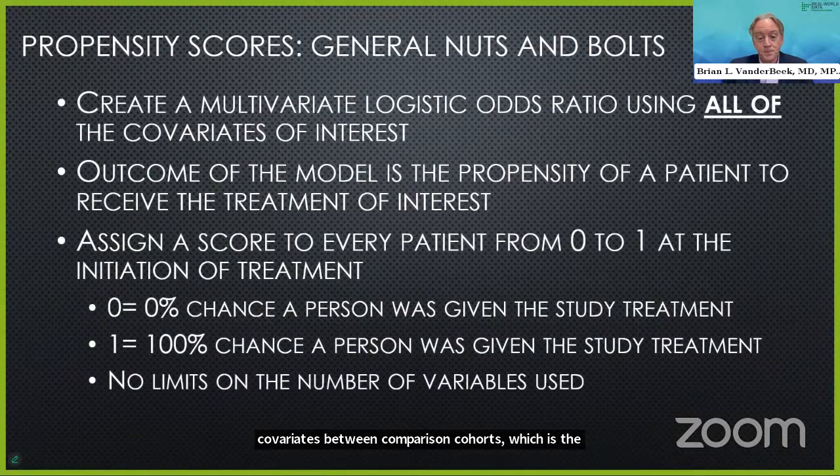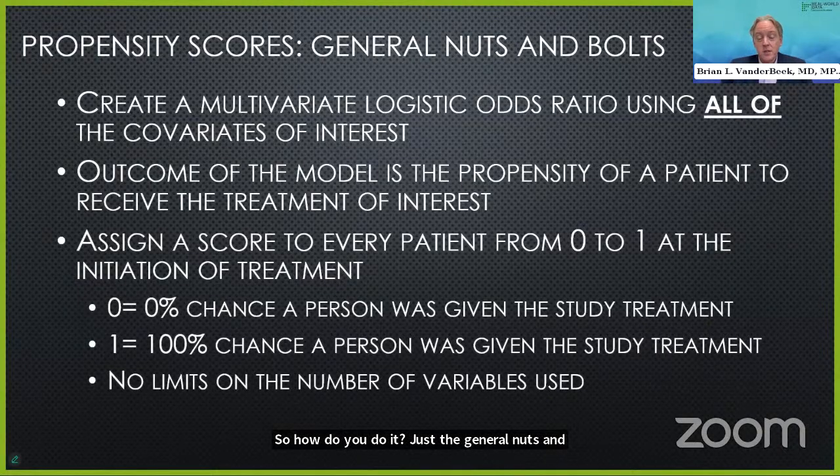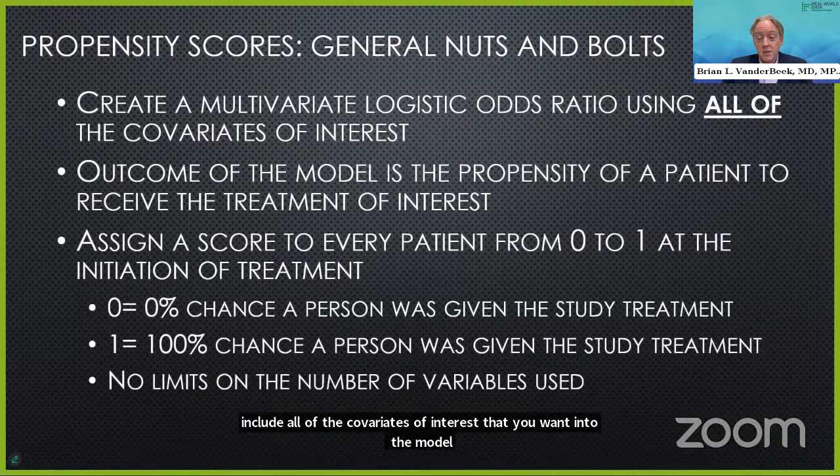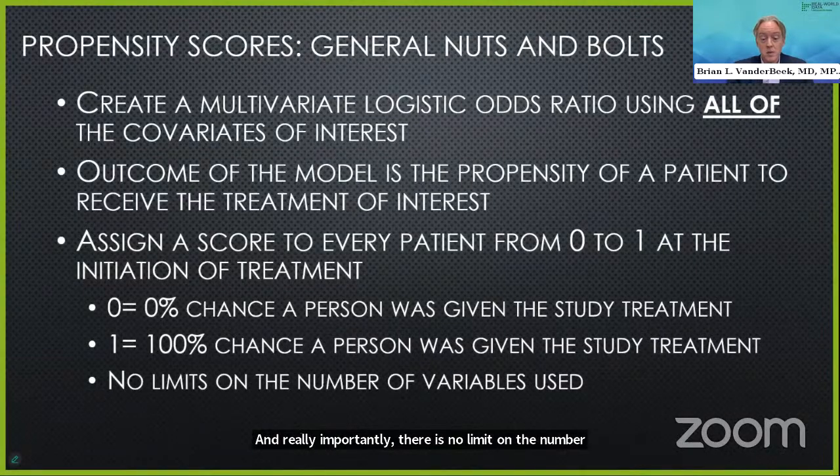So how do you do it? Just the general nuts and bolts of creating a propensity score. You're going to use a logistic regression model and include all of the covariates of interest that you want into the model that might predict the use of a specific treatment, not necessarily the outcome, although you want to include variables that would be related to the outcome as well. The outcome of the model is the propensity of a patient to receive that treatment, and the results are going to vary from 0 to 1. 0% chance a person was given the study treatment to a 100% chance the patient was given the study treatment. And really importantly, there is no limit on the number of variables you can use in a propensity score model.